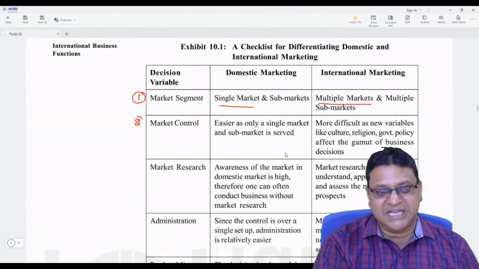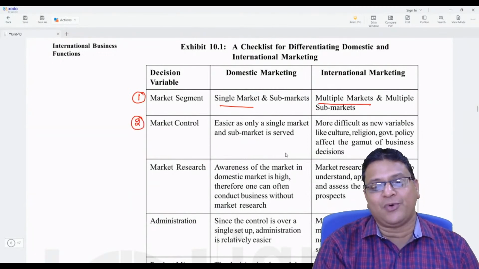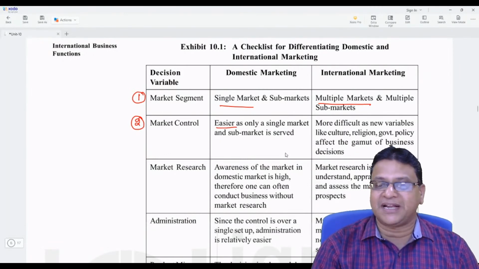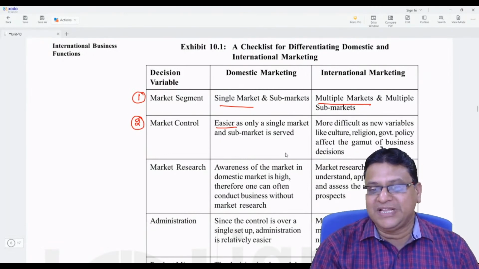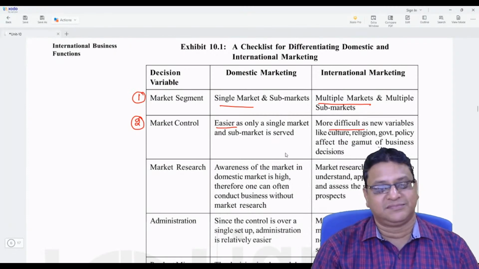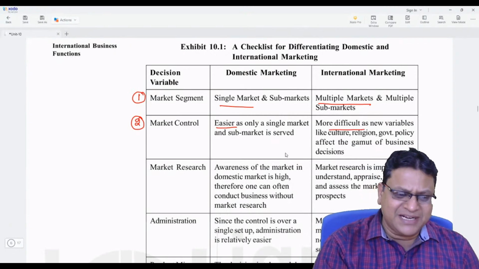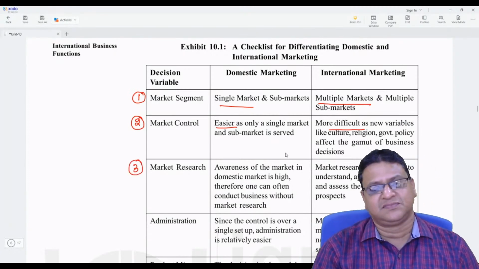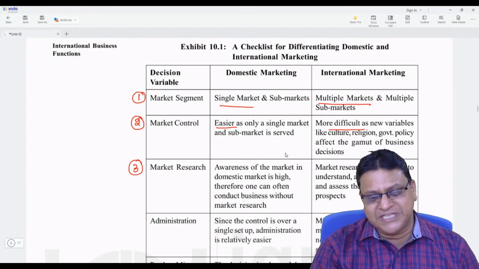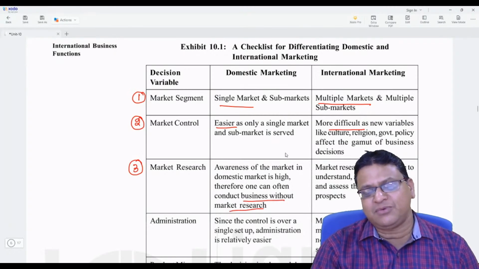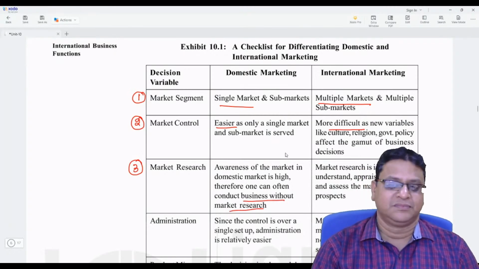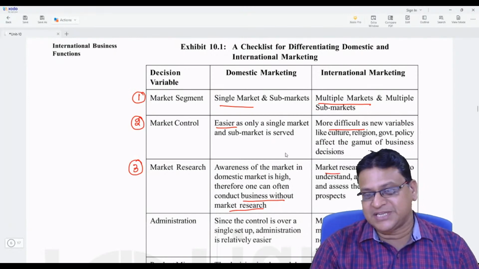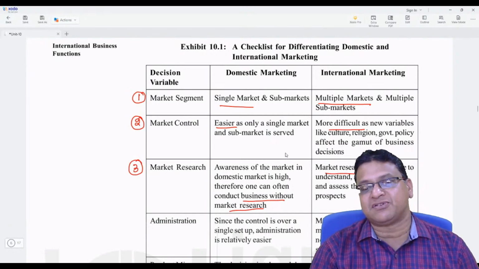In case of domestic marketing, market control is easier. But in case of international marketing, market control is more difficult. Domestic marketing requires little market research. You can do domestic business without market research also. But international marketing requires a dedicated market research team.